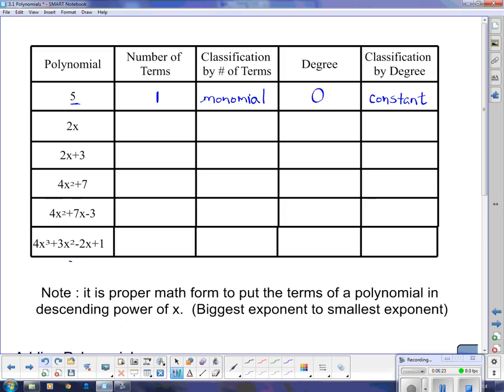Now, the next one, it's still a monomial. There's still only one term there, which makes it a monomial. But now it actually has an exponent there. It's not written on there, but we understand that there's a 1 there. So this is degree 1. And anything of degree 1, if I graphed this, if I put a y here and turned it into a picture that I could find points for, that would be a line. So degree 1 is called linear.